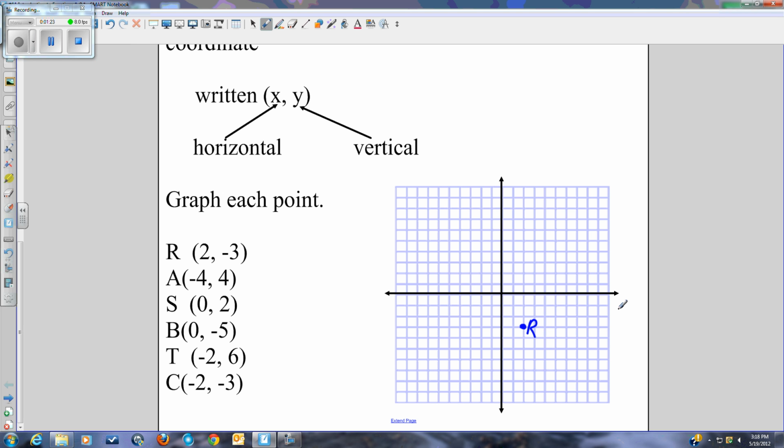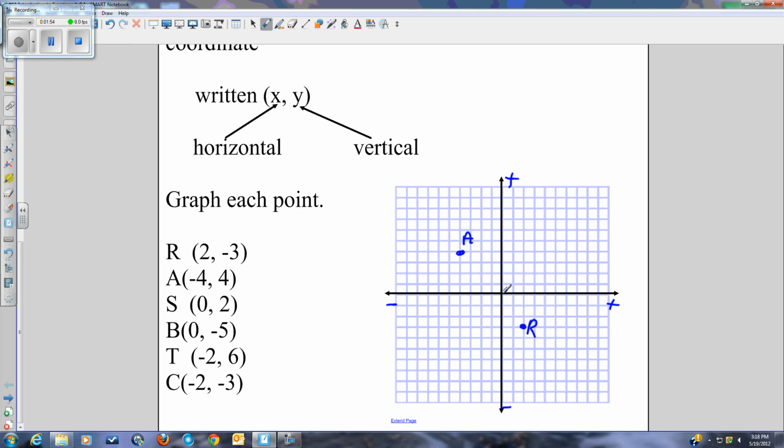Remember, positive numbers are to the right, negative numbers to the left on the x-axis, positive numbers are above on the y-axis, and negative numbers are below. So to graph the point -4, 4, we're looking to go horizontally first, so we have to go left 4. Then we want to go vertically, so we're going to go up 4. And there's your point -4, 4. There's point A.